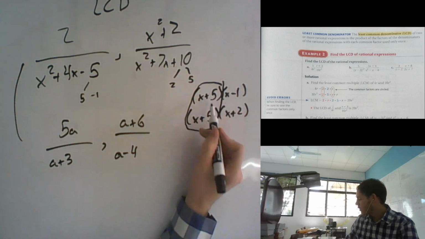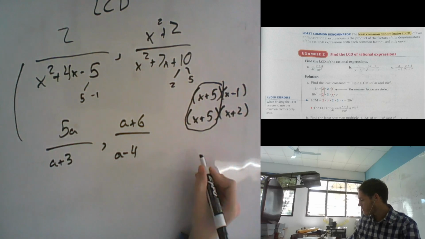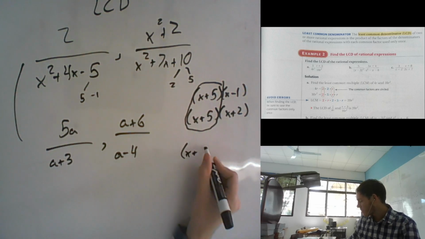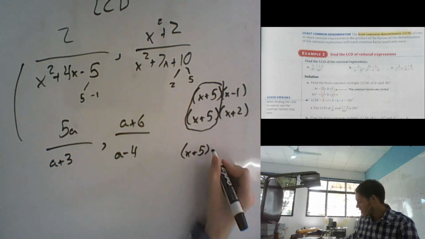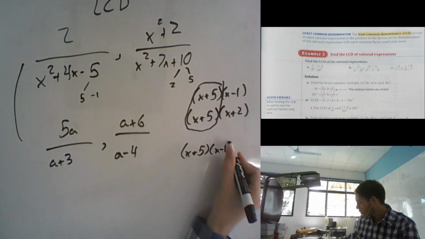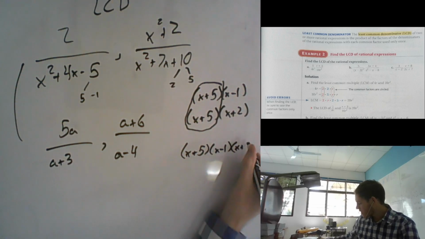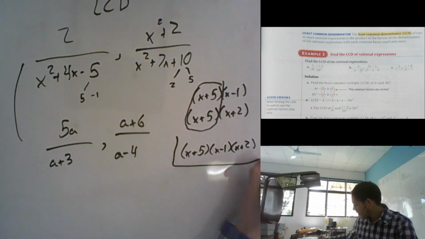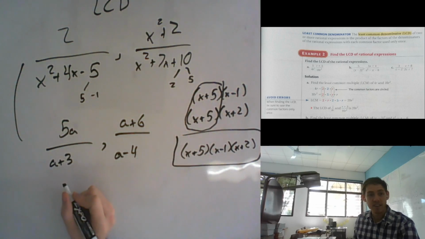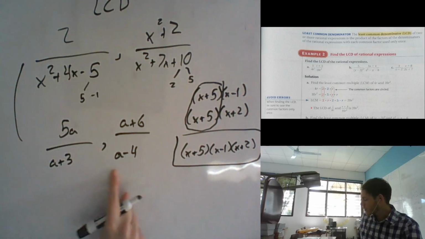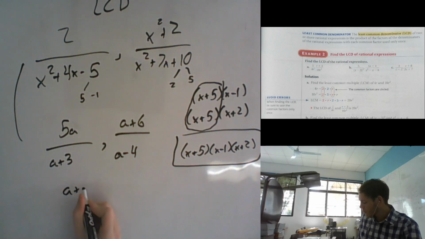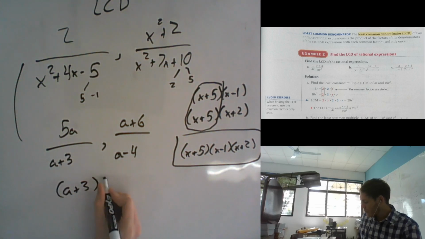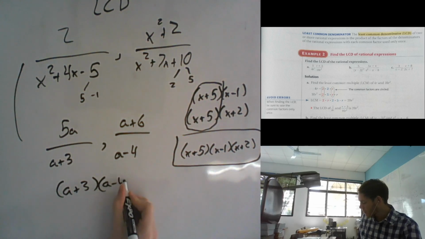Okay, so they share x plus 5, so you write that once, x plus 5. And then you write the ones that they don't share, x minus 1 and x plus 2. And that will be your least common denominator right there. Okay, what about this one? Do these two share any common? No, so you just multiply them together. A plus 3 and a minus 4.